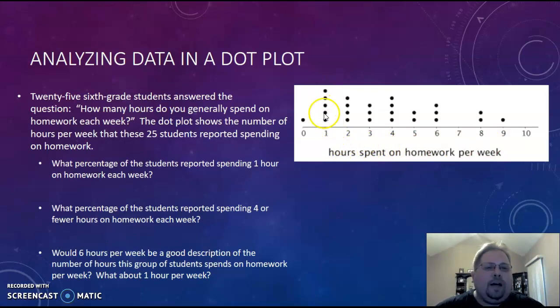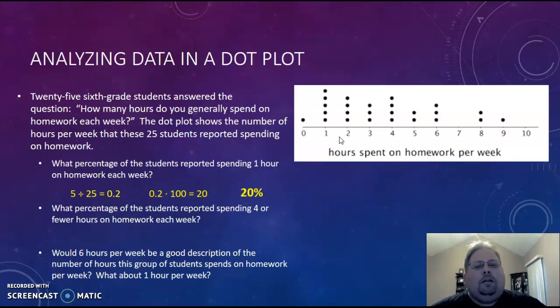So you have to look at the 1 hour. There are 5 students. And you're going to do 5 divided by the 25, the whole number of students that worked on it, and you get 0.2 if you were using your calculator. Then you take that 0.2 and you multiply it by 100 to get 20, which would give you 20%. This is going back to something we did earlier in the year, so finding percentages.